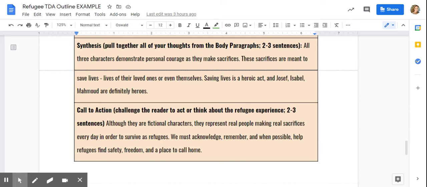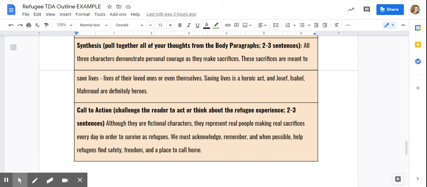So this is how I ended mine, and notice how I'm asking the reader to do something. I wrote, although they are fictional characters, they represent real people making real sacrifices every day in order to survive as refugees. We must acknowledge, remember, and when possible, help refugees find safety, freedom, and a place to call home. Okay? So use that as inspiration for your own call to action.